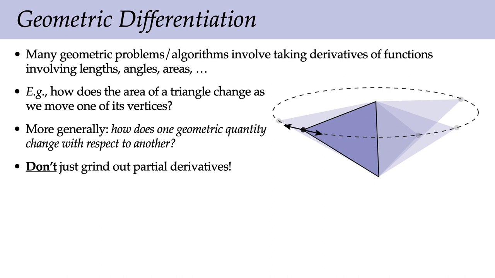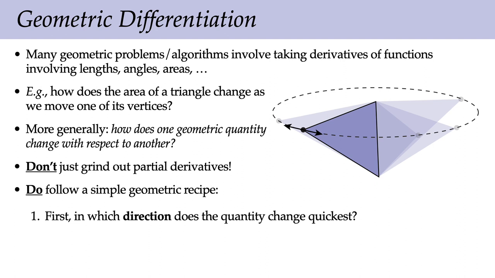So instead, we're going to follow a nice geometric recipe. For whatever quantity we're considering, we're going to first ask a question, what direction does the quantity change the quickest? This is the basic idea behind the gradient. It's the direction of steepest ascent. It's the direction in which change is happening fastest. Well, often when we're looking at a piece of geometry, answering this first question is something we can do by using geometric reasoning and geometric intuition rather than grinding out partial derivatives.